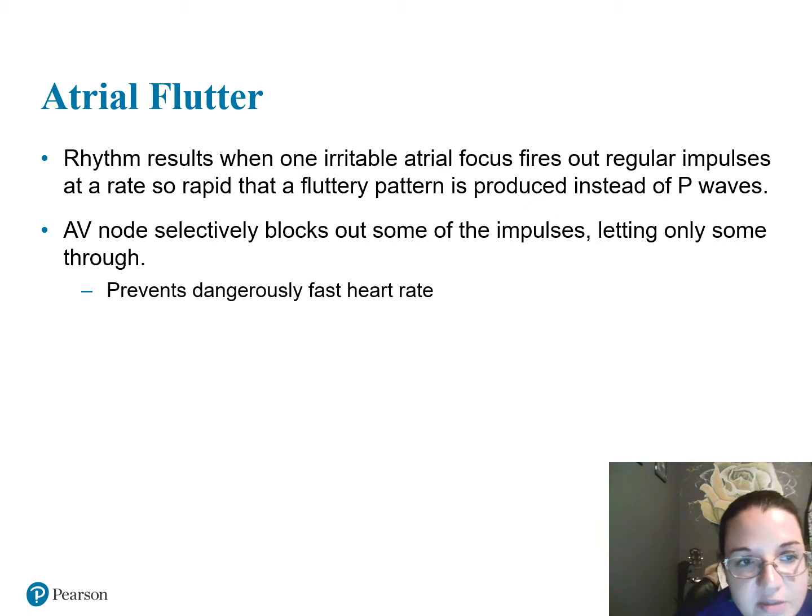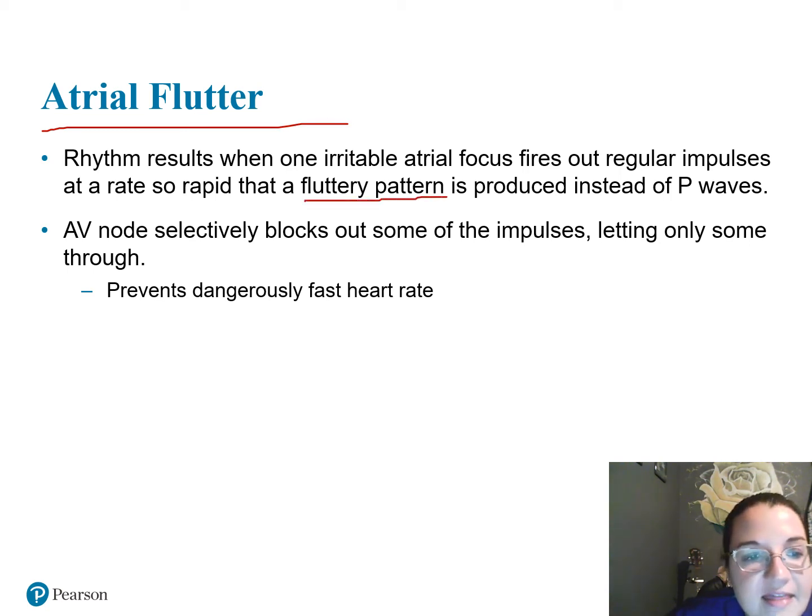The next two that you're going to couple together are going to be a flutter and a fib. An atrial flutter is a rhythm that results when one irritable atrial focus fires out regular impulses at a rate so rapid that a fluttery pattern is produced instead of P waves. The AV node selectively blocks out some of the impulses, letting only some of them through. So that's really good to know, note to self, that an atrial flutter is going to have a fluttery pattern, and the AV node is going to be selective, meaning it only allows some impulses to come through and not all. This is done to prevent the dangerous fast heart rate.